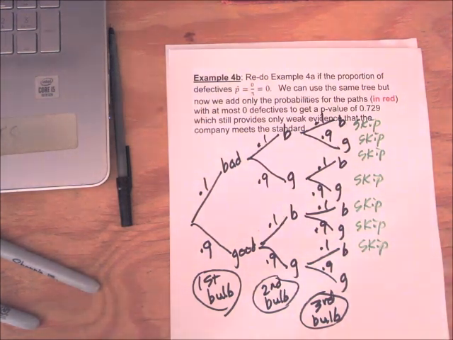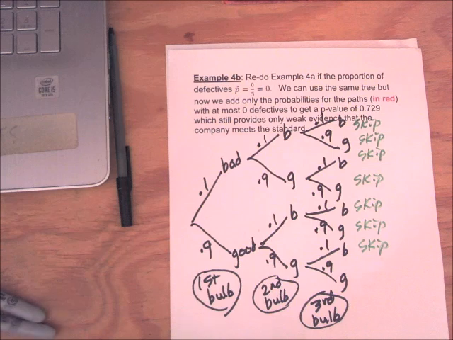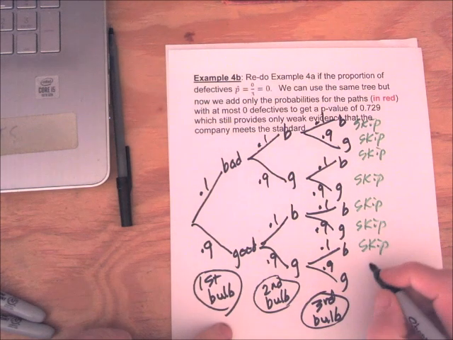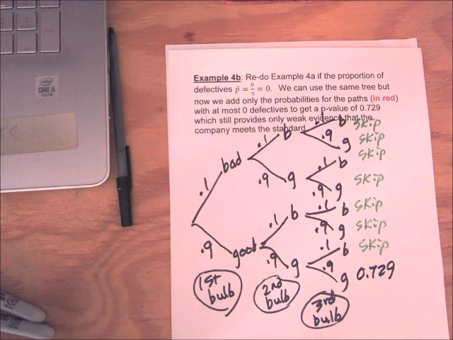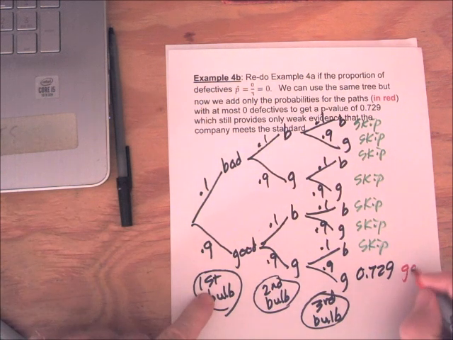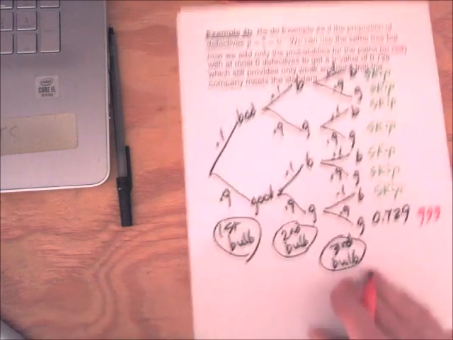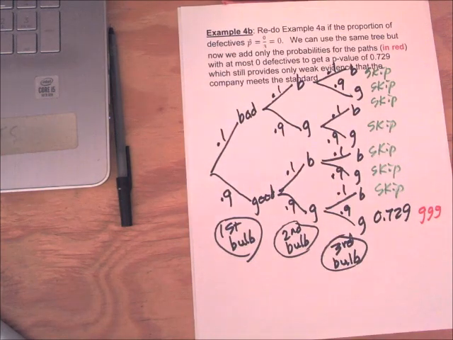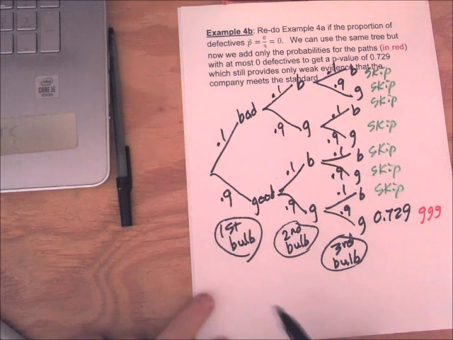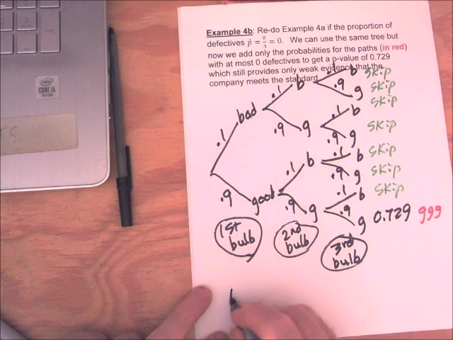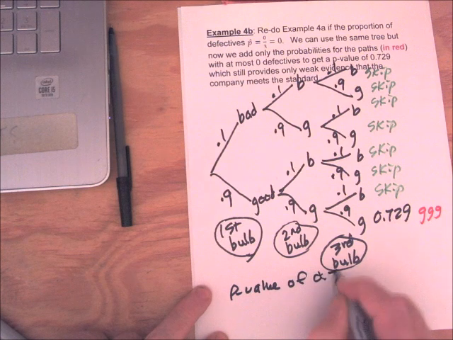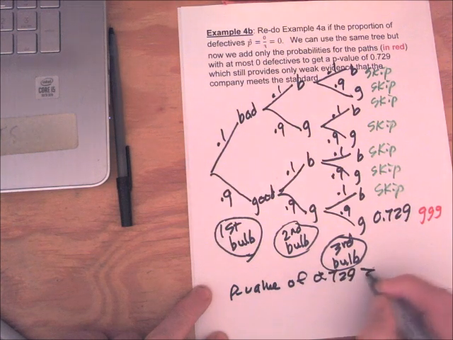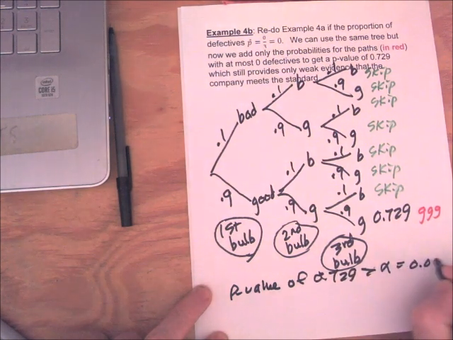Okay, so we have 0.9 times 0.9 times 0.9, which is 0.729. And that path is going to be good, good, good. So our p-value is 0.729. It's more than alpha, which is 0.05.